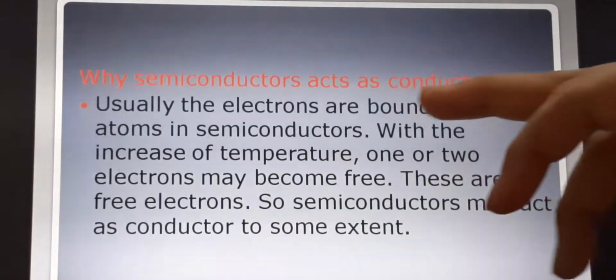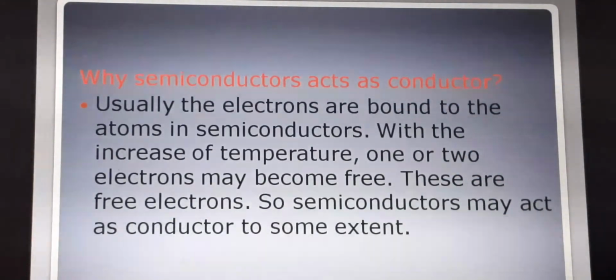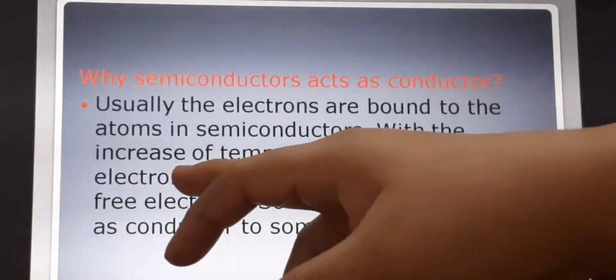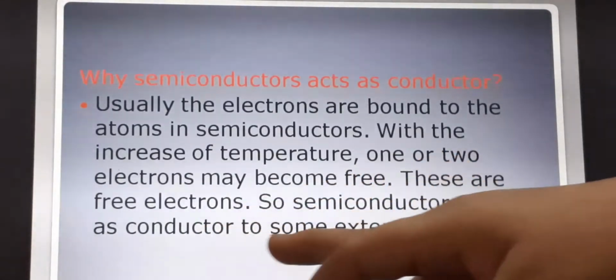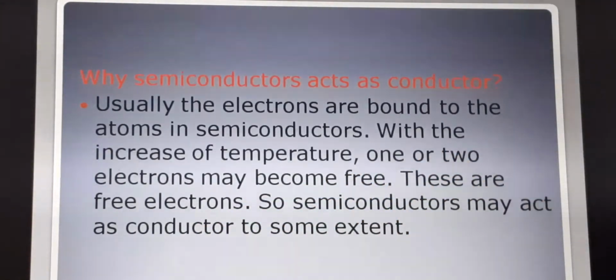Why do semiconductors act as conductors? Usually, electrons are bound to atoms in semiconductors. With the increase of temperature, one or two electrons may become free, and these are free electrons, so semiconductors may act as conductors to some extent.